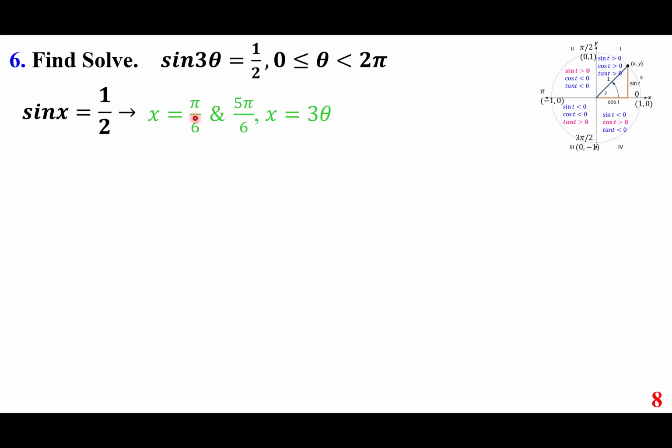Sine x equals 1/2. Pi over 6 is the reference arc. You should know that sine is positive. Sine, remember, sine is the same as y. Is positive in the first and second quadrant. So in the first quadrant is itself. In the second quadrant, pi minus pi over 6.